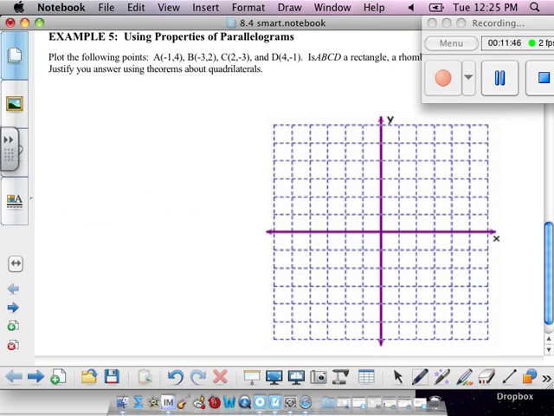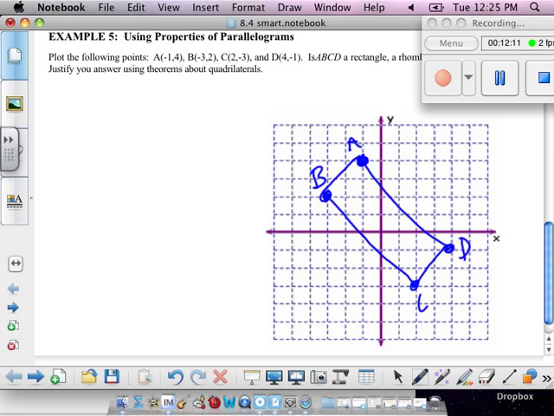Okay. So, A is -1, 4. B is -3, 2. C is 2, -3. And D is 4, -1. Okay.